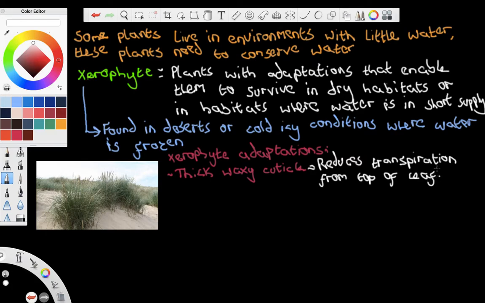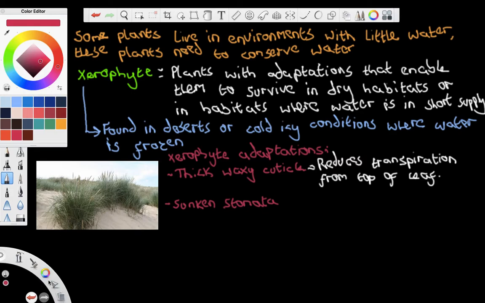The next adaptation that we've got written down is sunken stomata. Now, what we mean by sunken stomata is that rather than the stomata on the underside of the leaf being found level with the underside of the leaf, they're sunken inside the leaf. What this creates is sort of like a microclimate, okay?